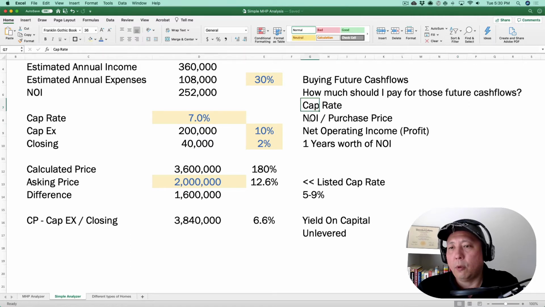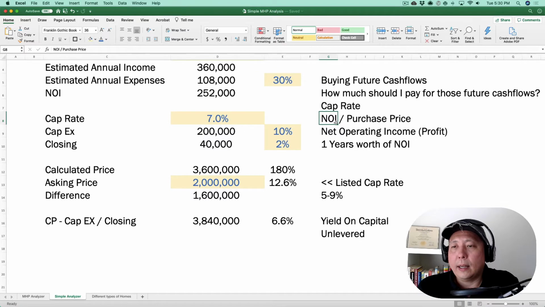So the formula for a cap rate is taking your NOI, your net operating income or profit, and this is done on an annualized basis. You divide the NOI by the purchase price, and then you get the cap rate. So the cap rate is just your annual NOI divided by the purchase price, and that is how you derive your cap rate. In order to do that, you're going to need to know two pieces of information: you need to know the NOI, and you need to know what the purchase price is.